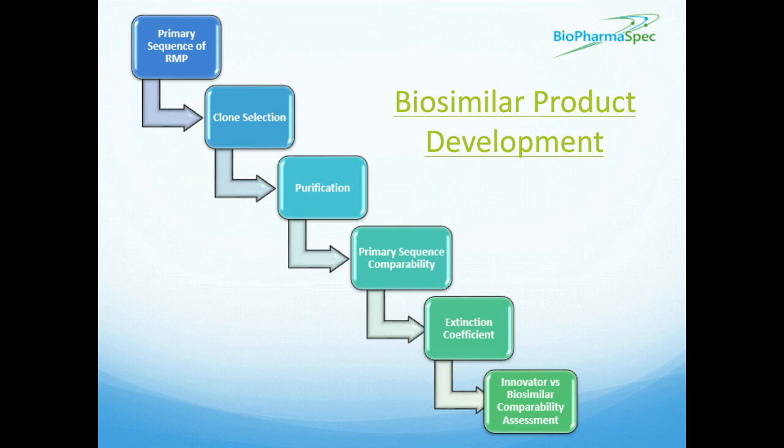You need to know that sequence very precisely at the amino acid level, and we do this via mass spectrometry along with other techniques such as automated Edman degradation to allow the leucine-isoleucine determination. Then we move on to choosing the best cell clone.